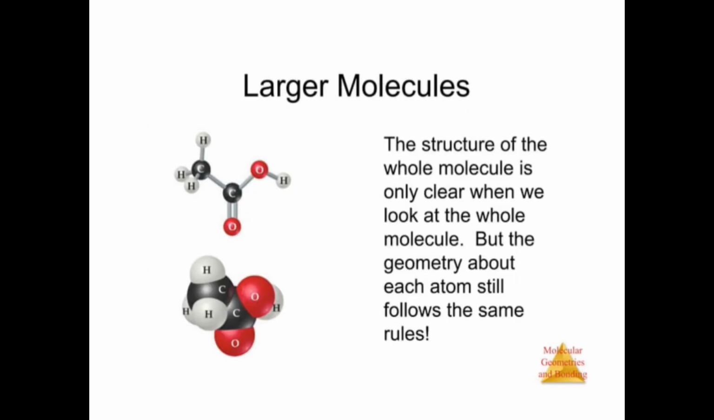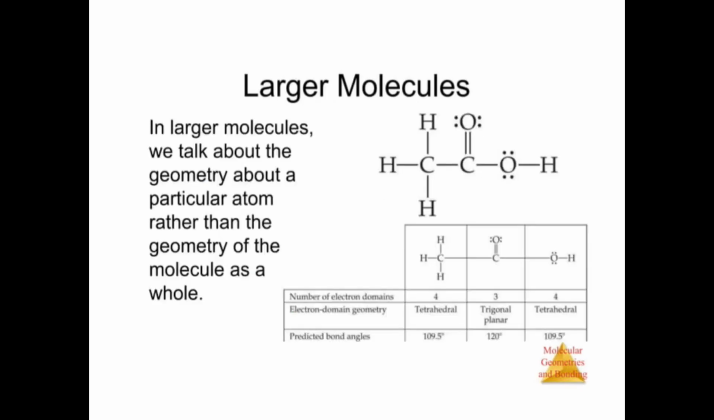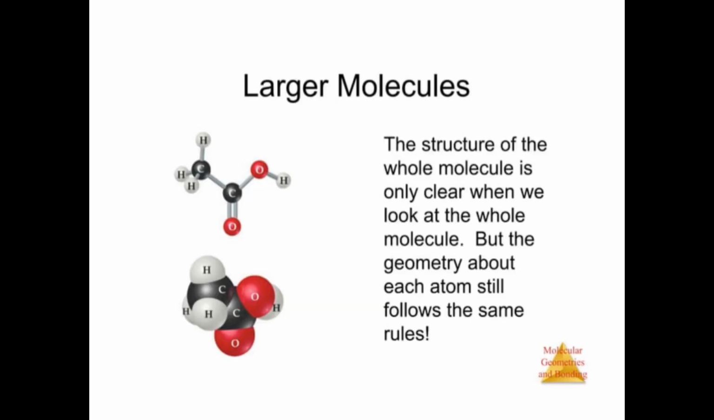Now, the structure of the whole molecule is only clear when we look at the whole molecule, but the geometry about each atom still follows the same rule. That is what we are talking about with CH3COOH. Generally, this is how the molecular structure is, but they follow the same rule. But it becomes clear when we treat them individually.